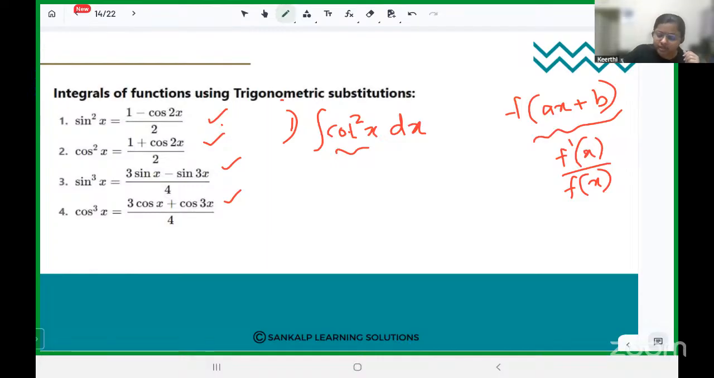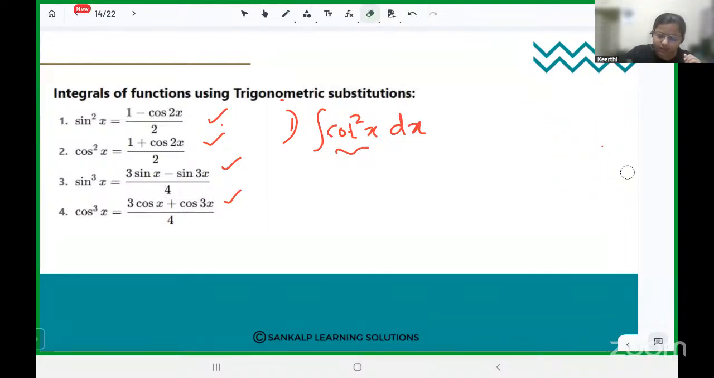We know cosec square x minus cot square x. What is the value of cosec square x minus cot square x? What is the value of this identity? It is nothing but 1. Cosec square x minus cot square x is equal to 1.